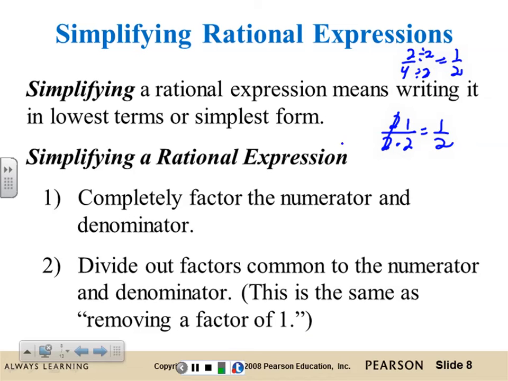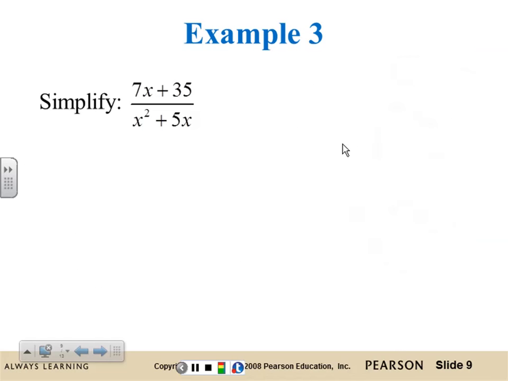And so that's what we're going to try to do. We're going to take our 2 over 4. We're going to factor it to where it won't factor anymore, which means it's prime. 2 is prime. 4 will factor into 2 times 2. Now that's prime. And then we're going to factor out or reduce anything that cancels out to 1. And so that's how we're going to get the 1/2.